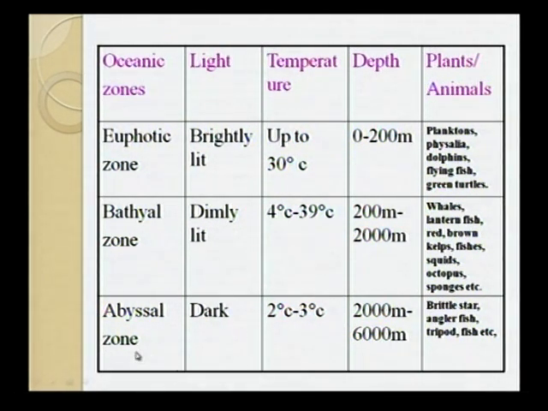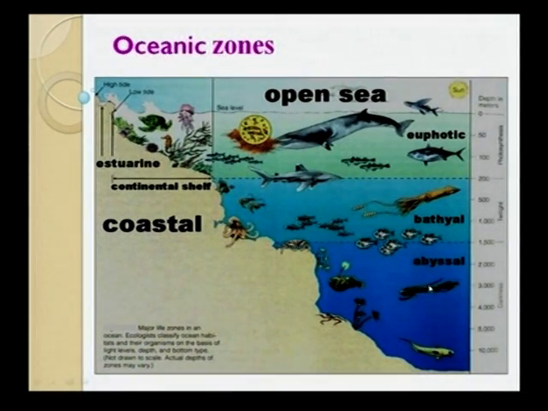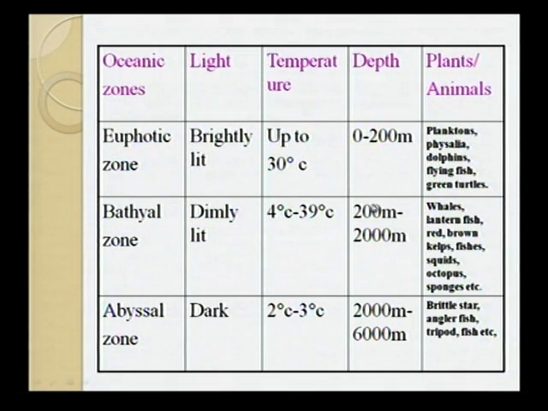Friends, coming to the final zone, it is the abyssal zone. If you look here, this is the abyssal zone and it is totally dark, friends. The sunlight doesn't pass to this zone, so it is totally dark. And coming to the temperature here, it is 2 degrees Celsius to 3 degrees Celsius. And coming to the depth, it is 2000 meters to 6000 meters, okay? And friends, coming to the animals, brittle star, anglerfish and tripod fish can survive in this zone, okay? Do you get an idea?